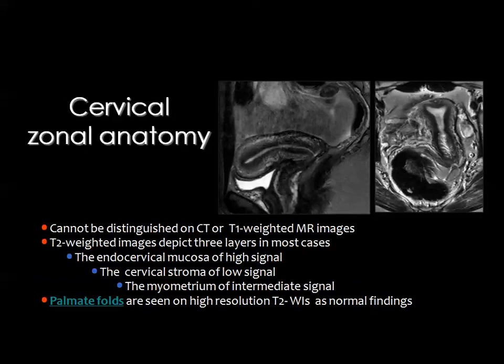Then the cervix has some different anatomic details when compared to the uterine body. One of the issues that you should notice during the examination is the presence of high signal folds within the endocervical canal, and these are known as the palmate folds, which are considered a normal finding.